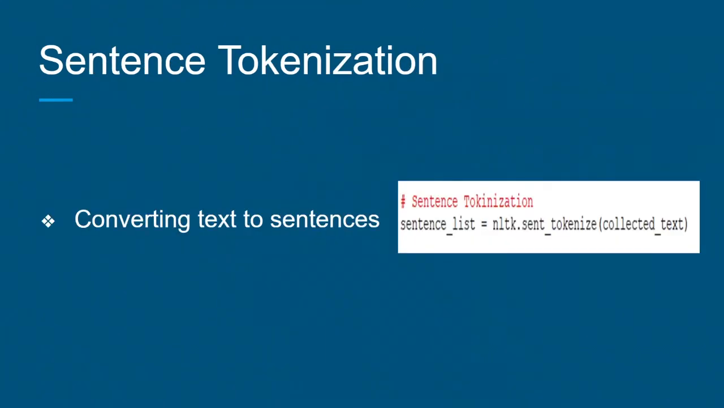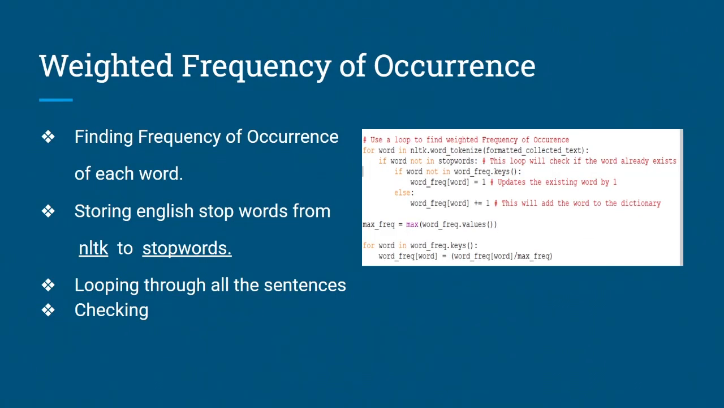Moving ahead, now we will do the tokenization. This is converting the text into sentences. At this point, we have already pre-processed the data and now we need to tokenize the article into sentences. The script presented on the screen shows the tokenization. Moving ahead, we will now calculate the weighted frequency of occurrence of each word. We will use the formatted article text variable. The script shown on the screen shows how we calculated the weighted frequency.